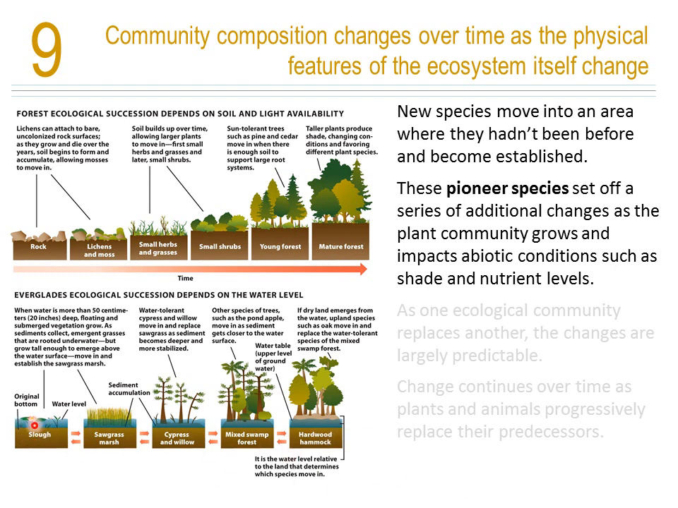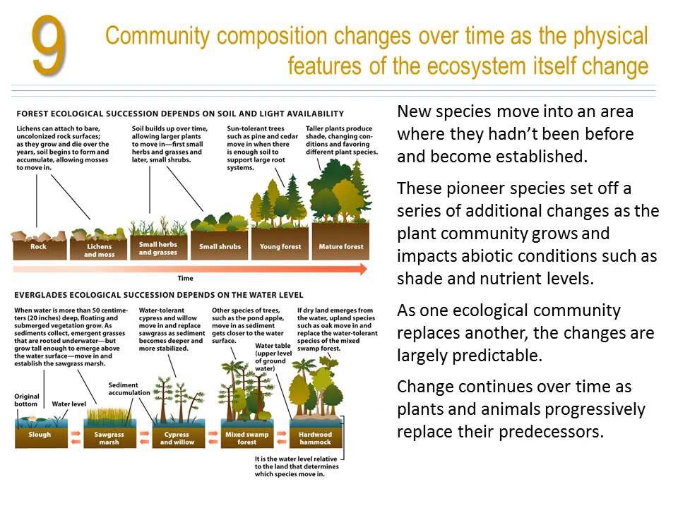So this is the succession of what's happening. Now, have humans directly impacted this? Of course, that's what the whole chapter is about. As one ecological community replaces another, the changes are largely predictable. People study how this happens, and we can see what happens there.